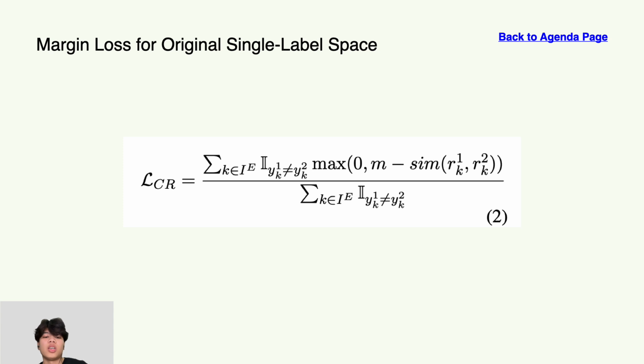So to effectively leverage the augmented samples, we developed specialized objective functions. The first is our margin loss for the original single label space shown here. This loss function ensures that for different relations in our paired sentences, the model learns to distinguish between their respective representations. This helps the model focus on relevant information while ignoring noise.